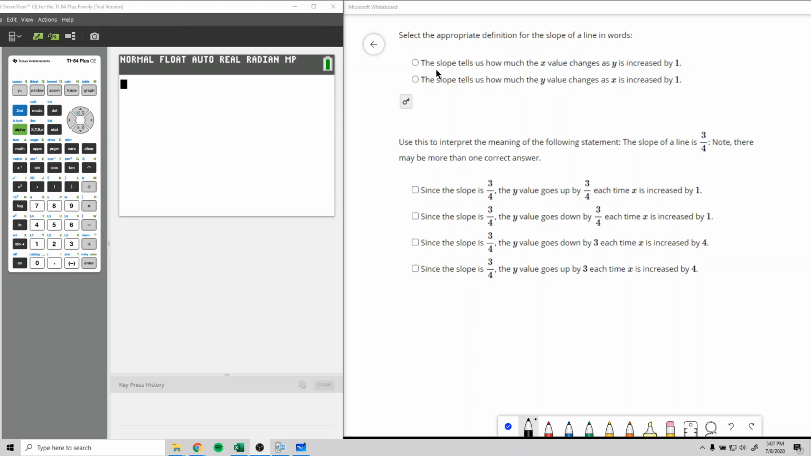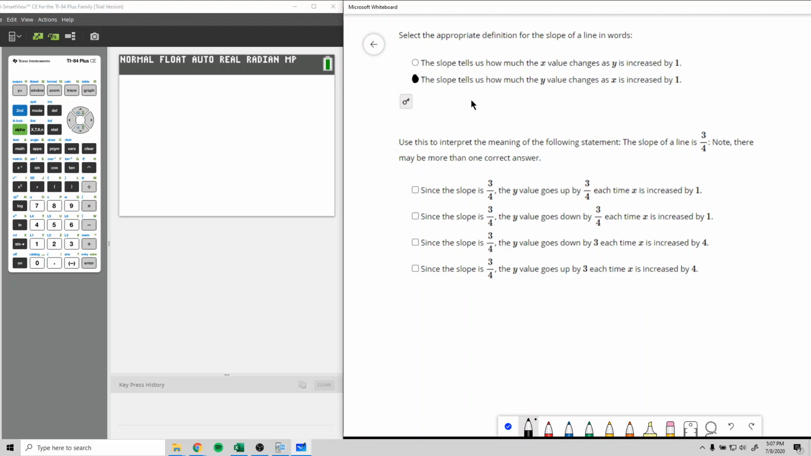Our two choices say the slope tells us how much the x value changes as y is increased by 1. The second one says the slope tells you how much the y value changes as x is increased by 1. And what the slope is telling us is the second one. If we increase x by 1, the slope is telling us how much y is going to change.